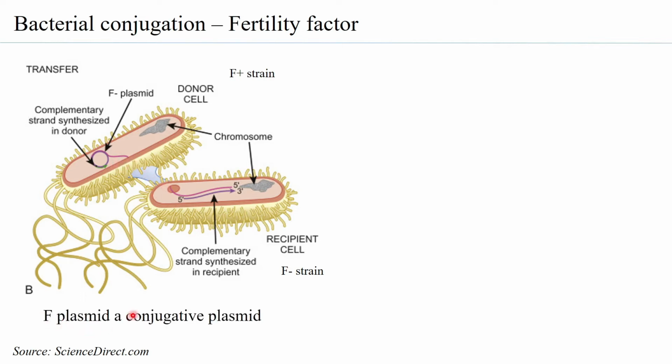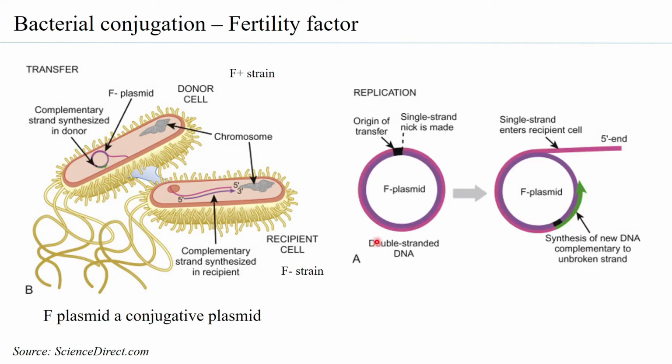So the F plasmid therefore is a conjugative plasmid. Now, the question that arises is that when the F plus strain donates or gives the DNA, does the F plasmid in entirety move to the F minus? If that was the case, then the F plus strain would become F minus strain. But that is not really what is happening. F plus strain always retains the plasmid DNA, and it only allows a copy of the plasmid DNA to be transferred to the F minus strain.